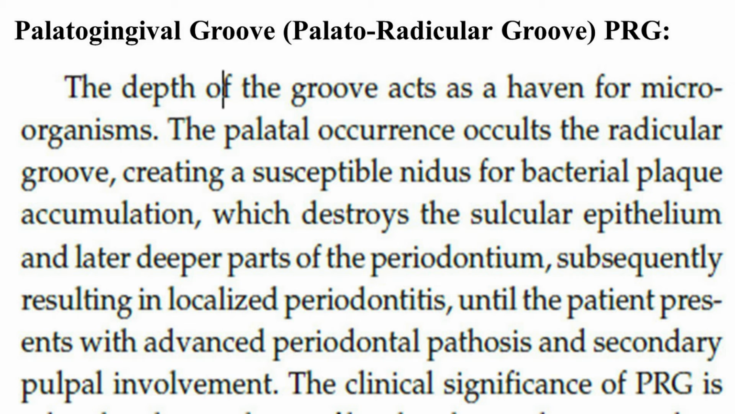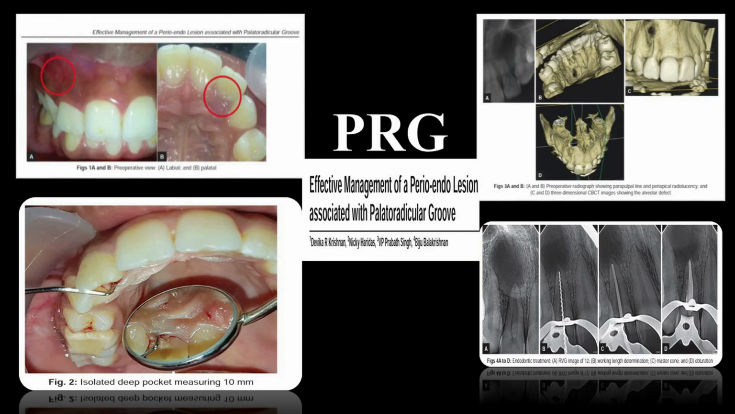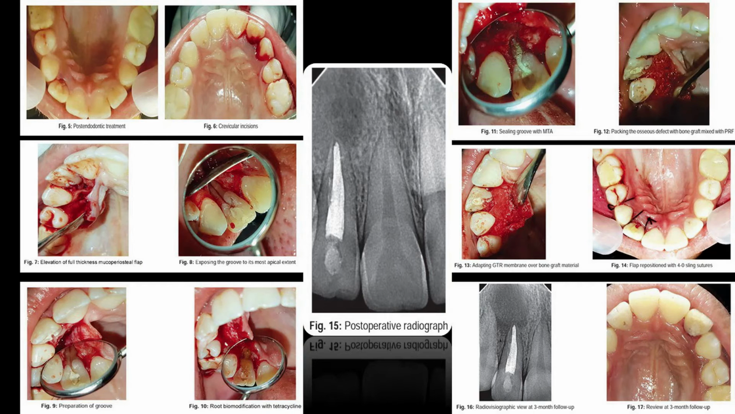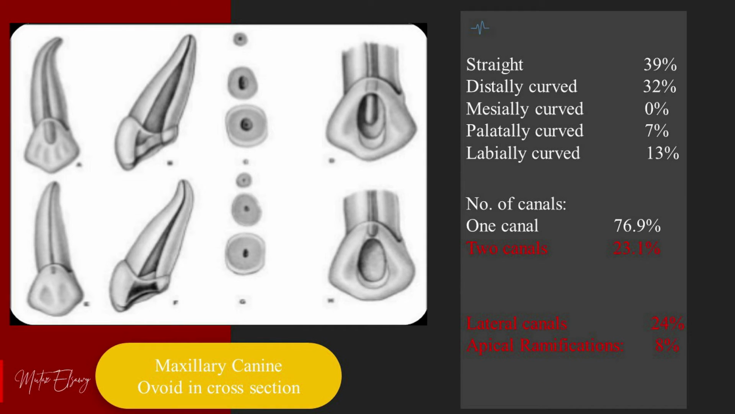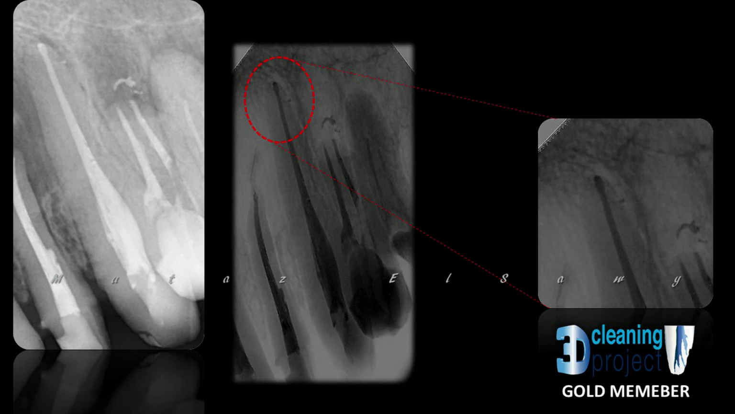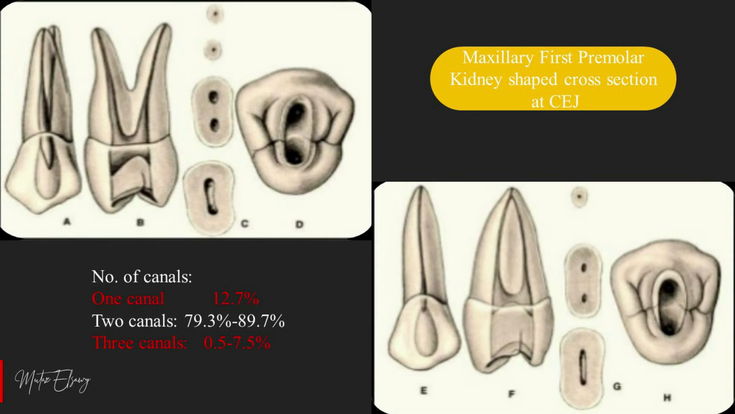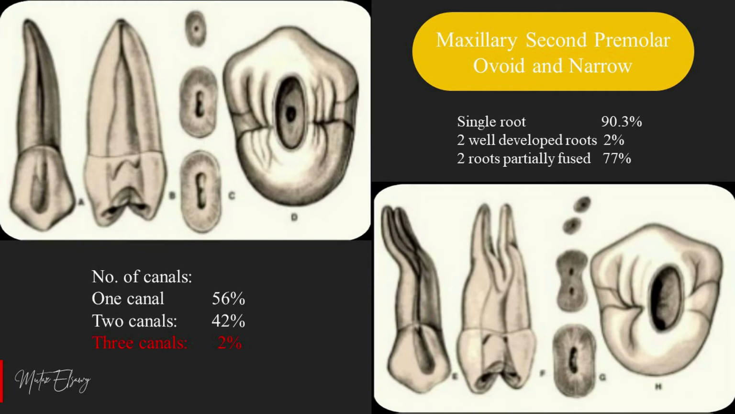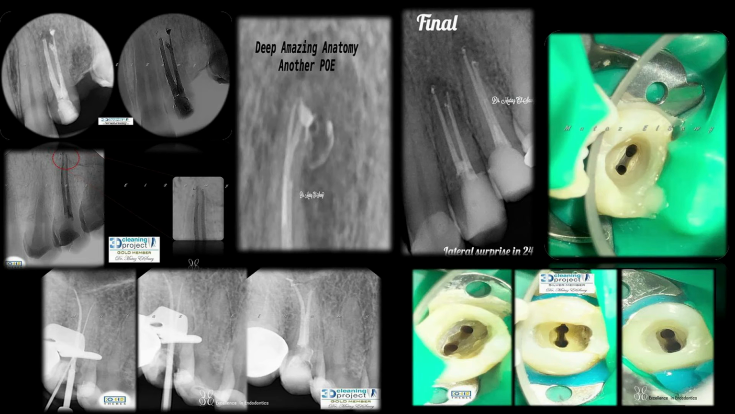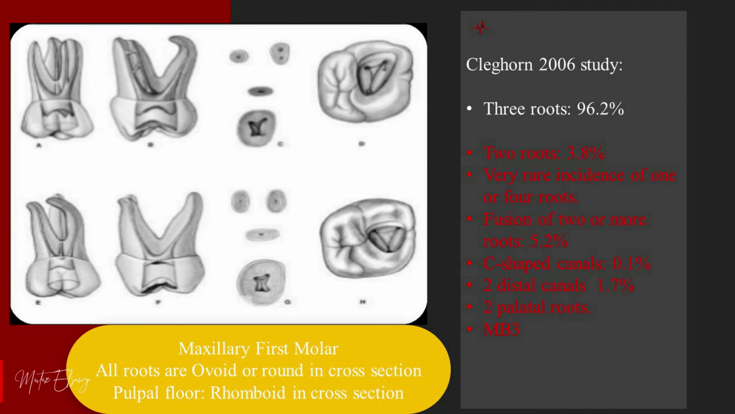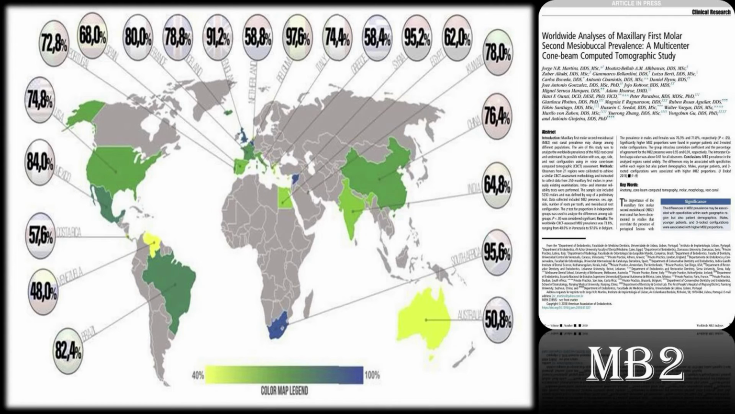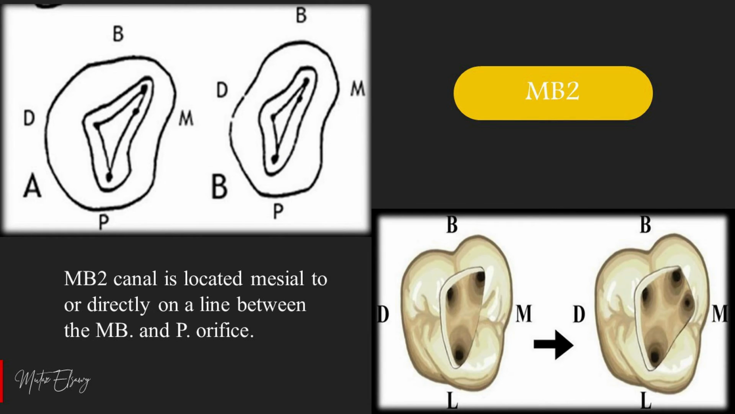Most canals are ovoid in shape, so 35% of the canal will not be touched during instrumentation. There is a 4.2% possibility of finding two canals in upper central and lateral incisors and canine. 23% for lateral canals, 9% for apical ramification. 0.5 to 7.5% possibility of finding three canals in upper first and second premolar, and 79.3 to 89.7% for two canals.